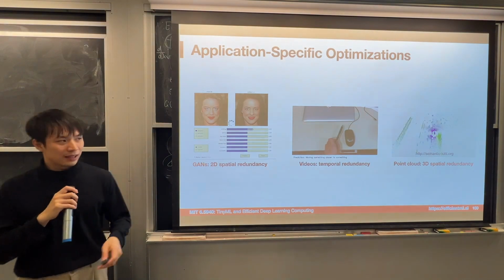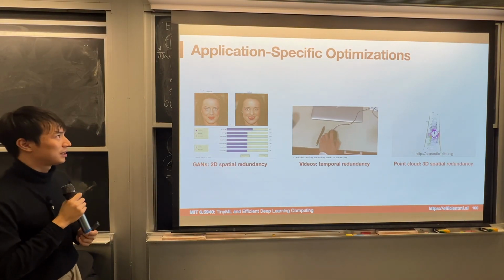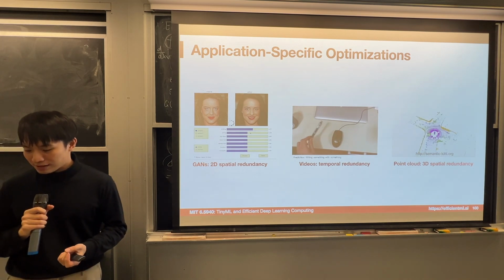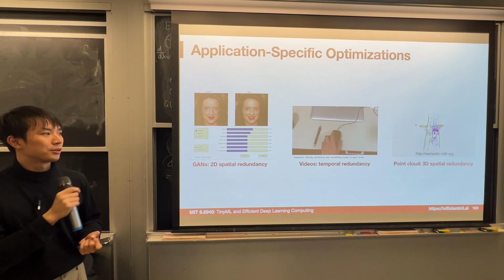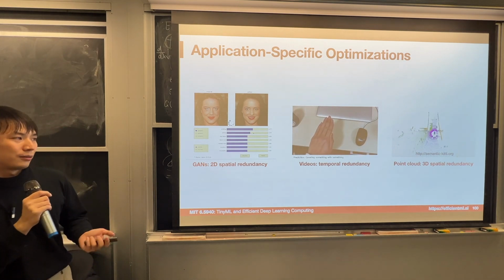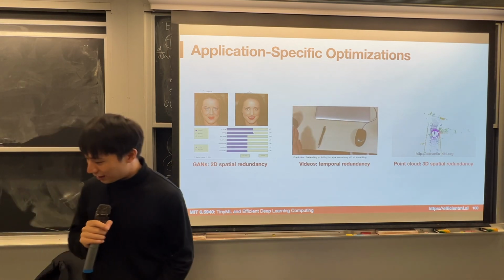Okay, I think that concludes the talk today. Today we mostly looked into domain-specific optimizations for image generation with GANs, video recognition, and point clouds with 3D recognition. Yeah, thank you so much for attending. I think we can end a little bit earlier.